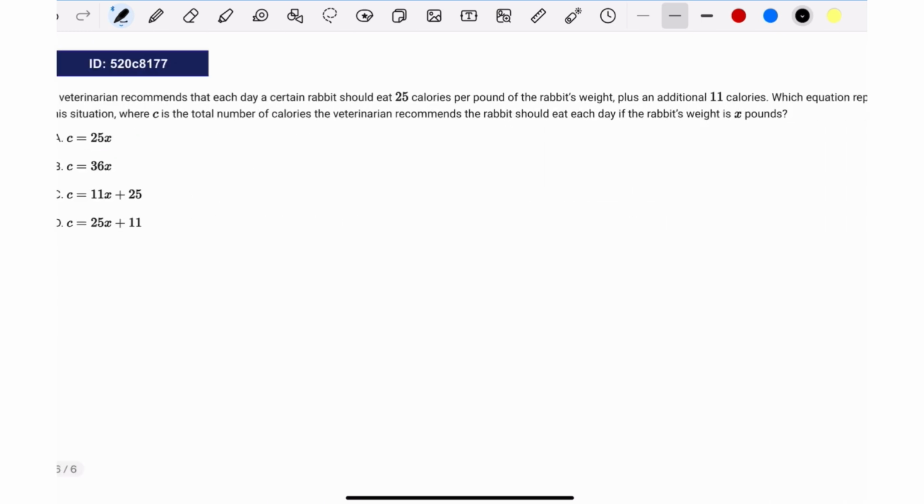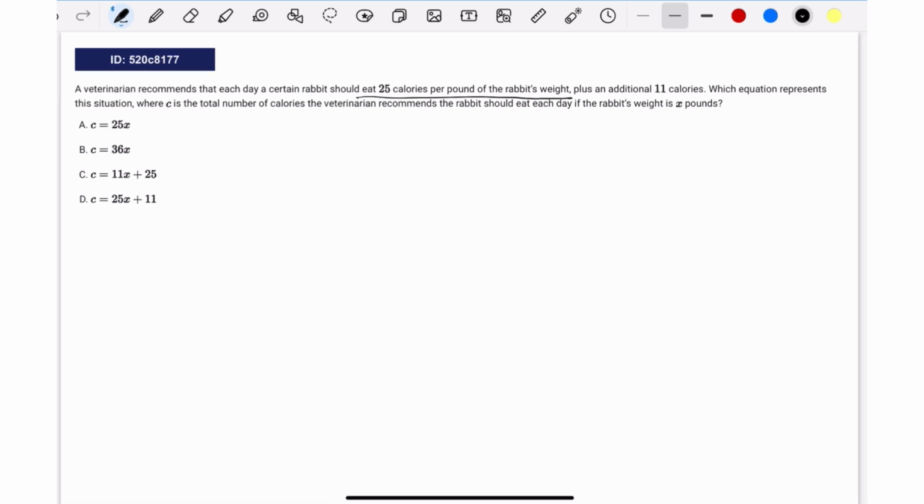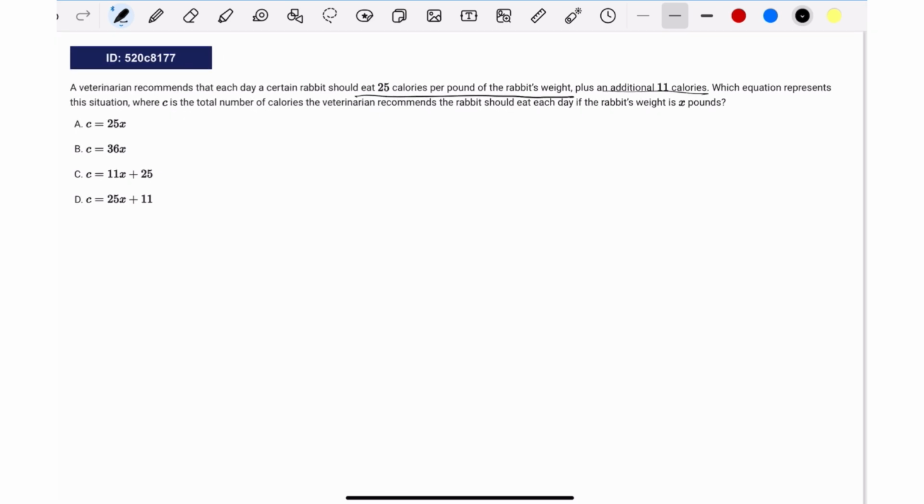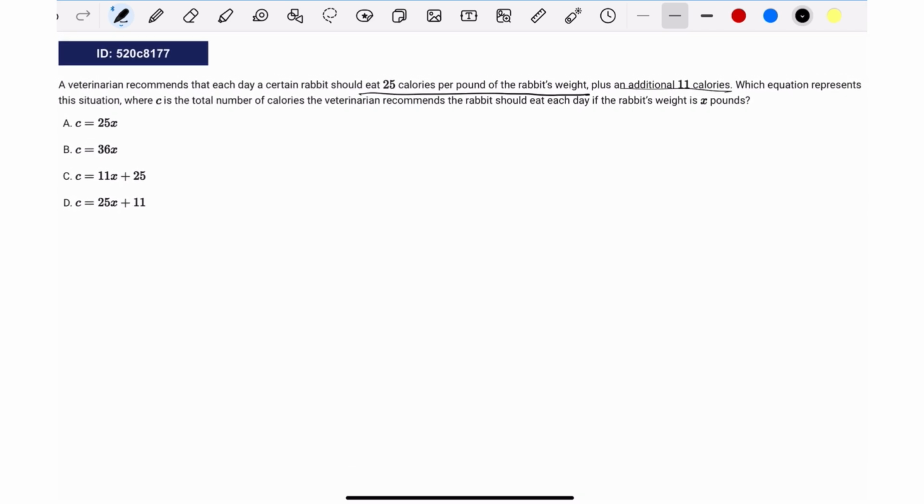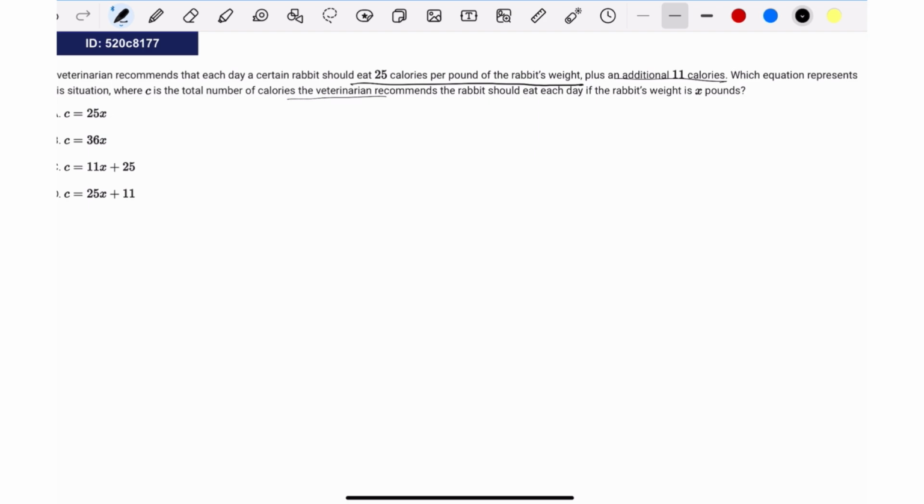A veterinarian recommends that each day a certain rabbit should eat 25 calories per pound of the rabbit's weight plus an additional 11 calories. Which equation represents this situation where C is the total number of calories the veterinarian recommends the rabbit should eat each day if the rabbit's weight is x pounds.